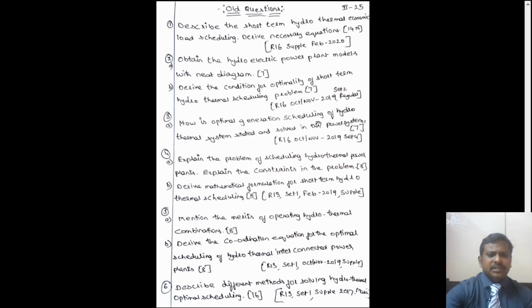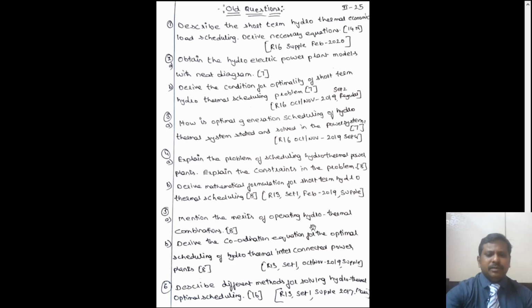How is optimal generation scheduling of hydrothermal solved, stated and solved in the power system? So scheduling issues, you can write it here. Explain the problem of scheduling hydrothermal power plant. Explain the constraints in the power balance equation, water availability equation, and hydropower generation. Those are the constraints here. Derive the mathematical formulation for short term. While explaining, I have clearly stated that this is a very important question.